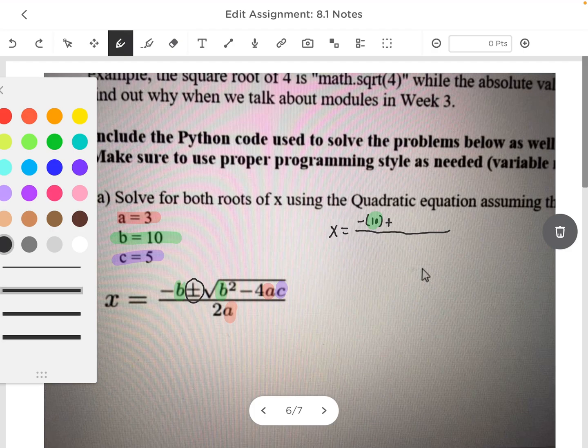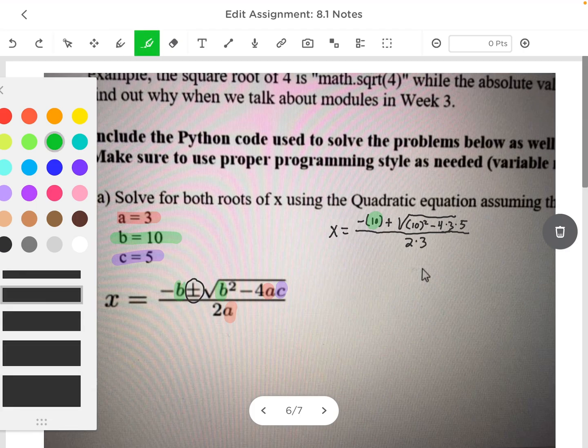We're going to do plus, and we're going to take 10. We're going to put it in parentheses, which doesn't matter this time, but it's going to be helpful for you to remember, because if B is ever negative, you're going to want that in parentheses. So we're going to do minus 4 times our A value, which is 3, times our C value, which is 5, all over 2 times our A value, which is 3.